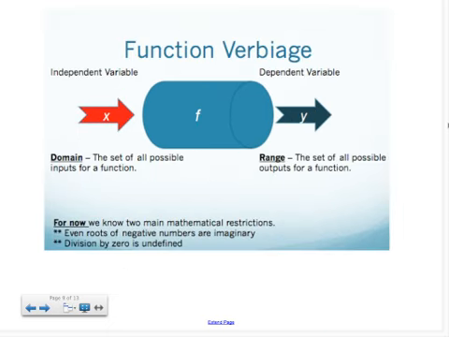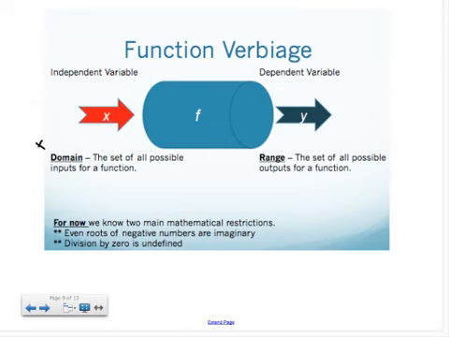Okay, some vocabulary with functions. The input we call the independent variable, because I get to choose the inputs. I get to choose what I want to place into the machine. What comes out is dependent on what gets put in. So generally speaking, we use the x variable to stand for the inputs. So x is the independent variable, and y, the output, is the dependent variable.